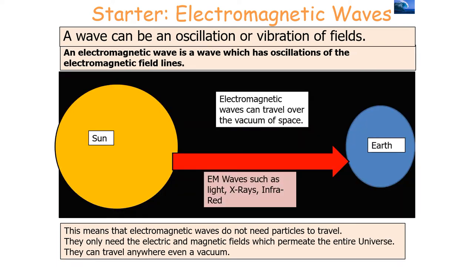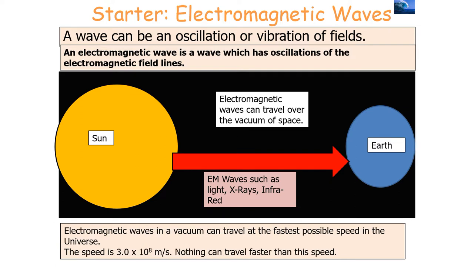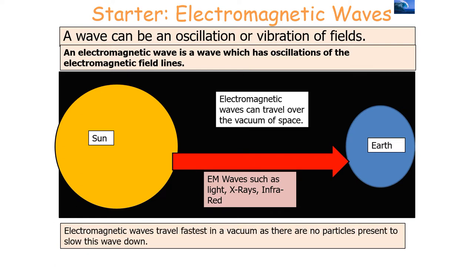So electromagnetic waves can travel over the vacuum of space, so for example they can go from the sun to the earth. Now, electromagnetic waves in a vacuum can travel at the fastest possible speed in the universe, which is 3×10⁸ meters per second. Nothing can travel faster than an electromagnetic wave in a vacuum. Now, electromagnetic waves travel fastest in a vacuum as there are no particles present to slow the wave down.